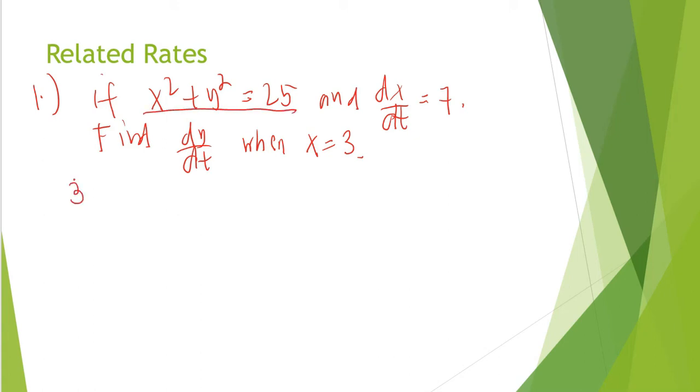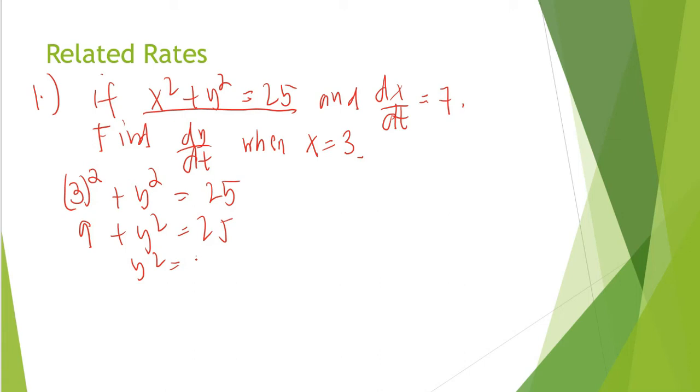Next, we substitute x is equals to 3 to the working equation. X squared, we have 3. X is 3. So magiging 3 squared plus y squared is equals to 25. We can now solve y. No? Masosolve natin yung y. So 3 squared is 9 plus y squared is equals to 25. Y squared is 25 minus 9 becomes 16, or this can be written as y is equals to square root of 16. Y is equals to square root of 16 is positive and negative 4.